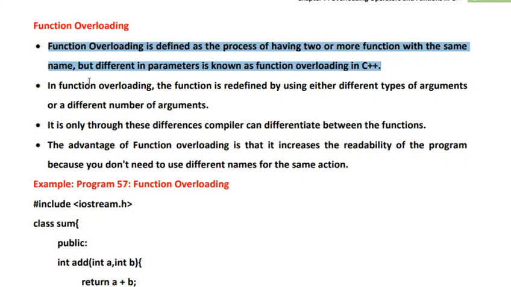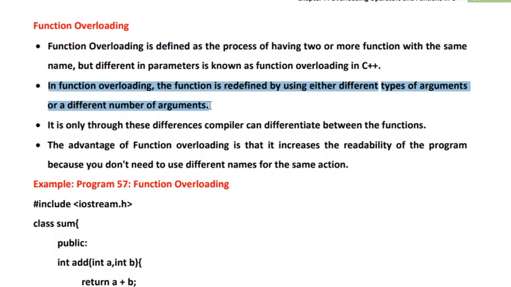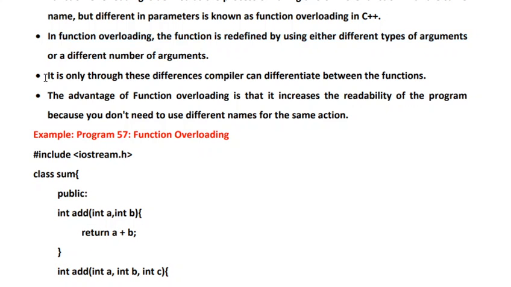In function overloading, the function is redefined by using either different types of arguments or a different number of arguments. It is only through these differences that the compiler can differentiate between different functions. So this is very much important. Whenever we are trying to overload functions, we need to ensure that the differences can be clearly made out by the compiler in terms of the number of arguments and the type of the arguments.